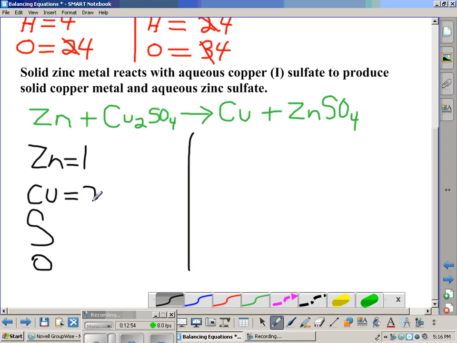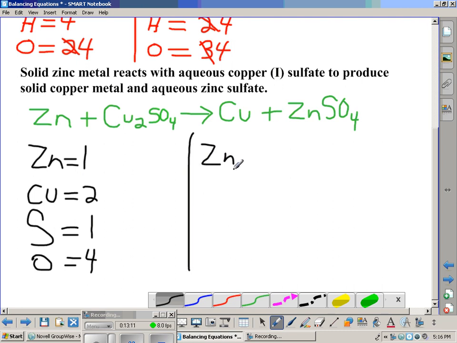So on this side I have 1 zinc, I have 2 copper, I have 1 sulfur, and I have 4 oxygens. Over to the other side, list them in the same order, makes it easier.